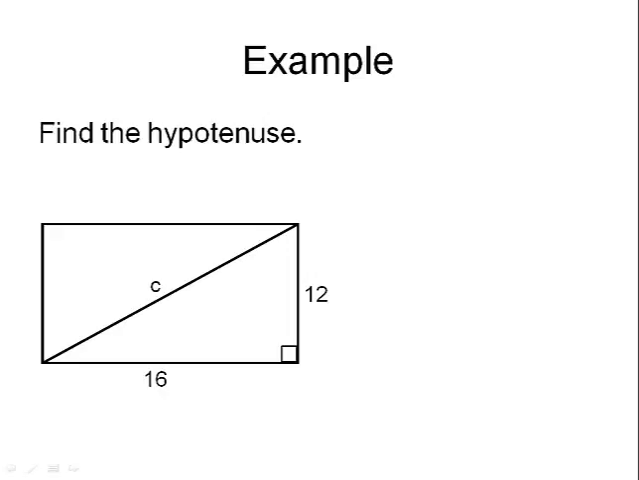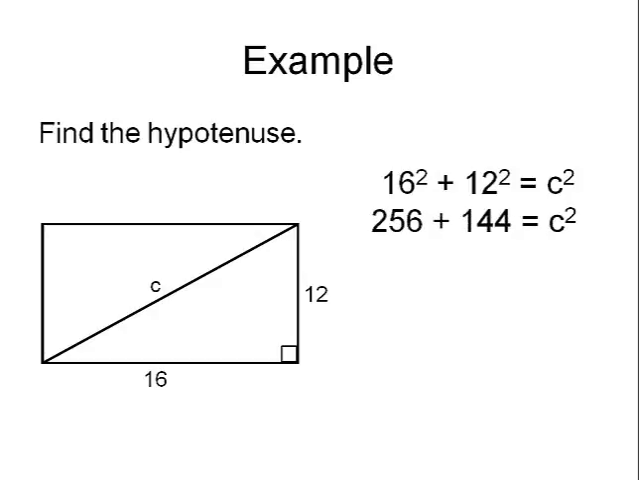Let's go ahead and do our first example here. We have our right triangle inside of this rectangle. The measures of the two legs are 12 and 16 units, and they're asking us to find the hypotenuse, c. So if we plug in the legs, 16 squared plus 12 squared will equal the hypotenuse squared.